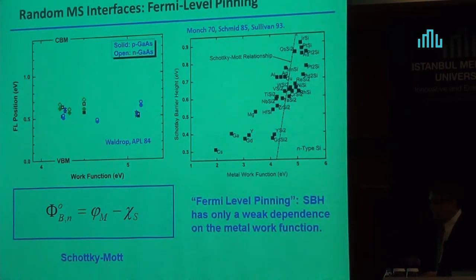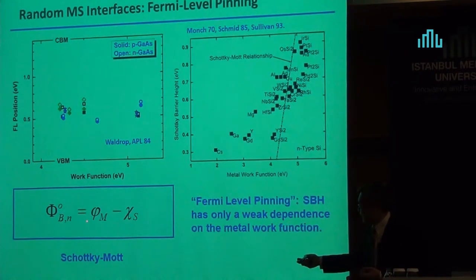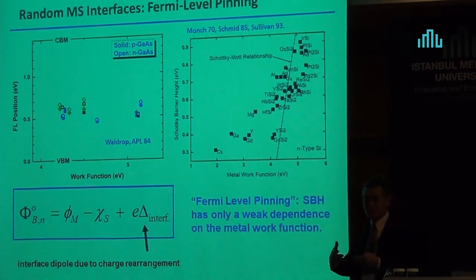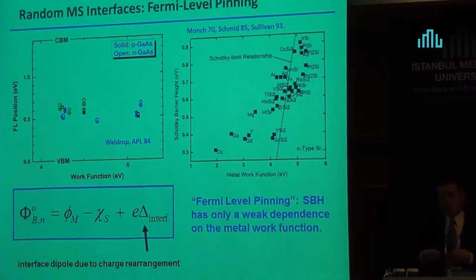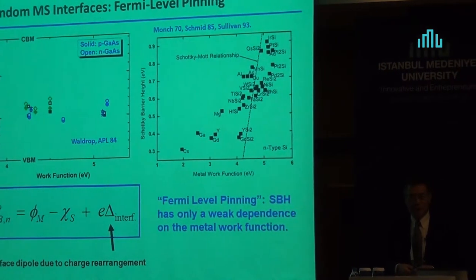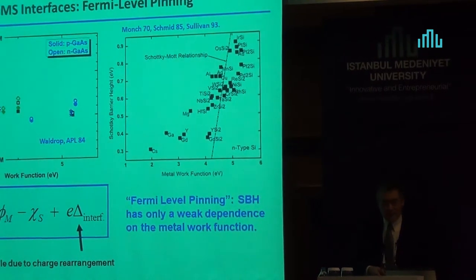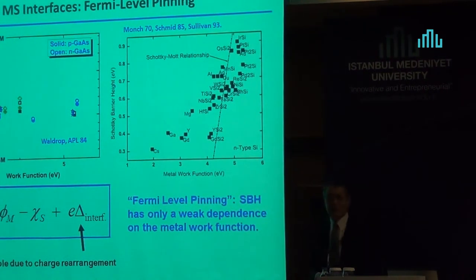And the reason for the Fermi level pinning is very obvious, because if the charge distributions are actually frozen, then the Schottky-Mott relationship has to be observed. Now, if it is not observed, then there has to be an interaction between the metal and semiconductor. So it would be necessary to include the interaction between the metal and semiconductor. This leads to an additional interface dipole. So the attempt to understand Schottky barrier height now rests on how well we can understand the formation of the interface dipole.